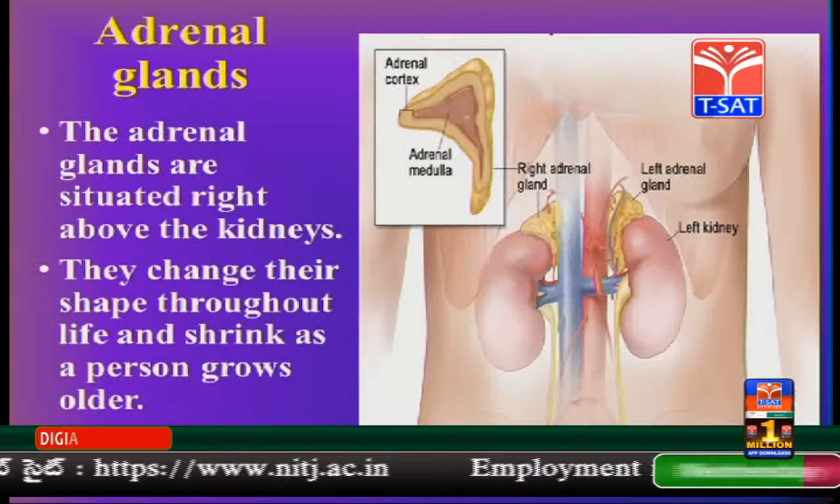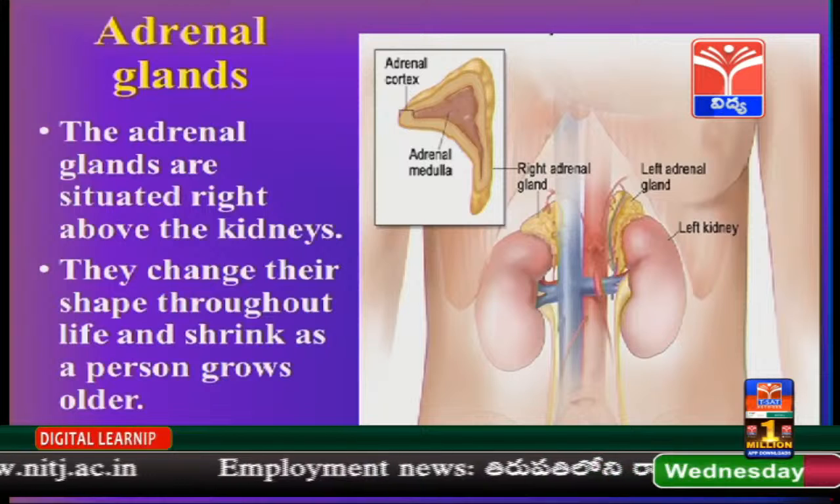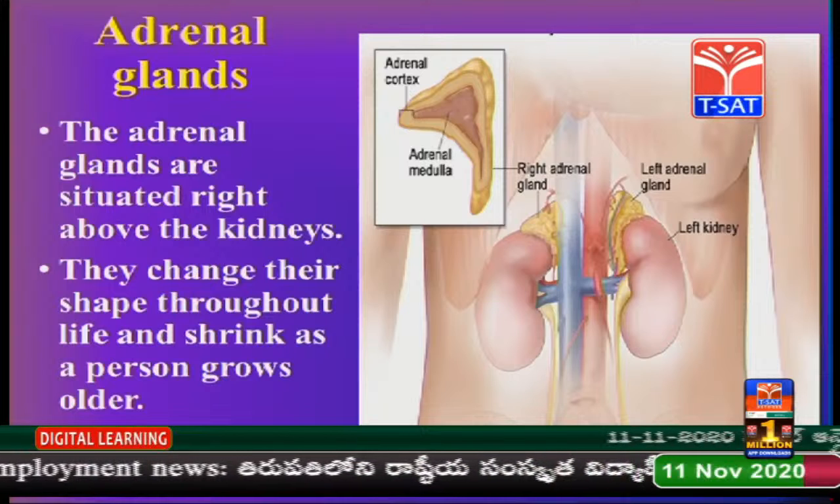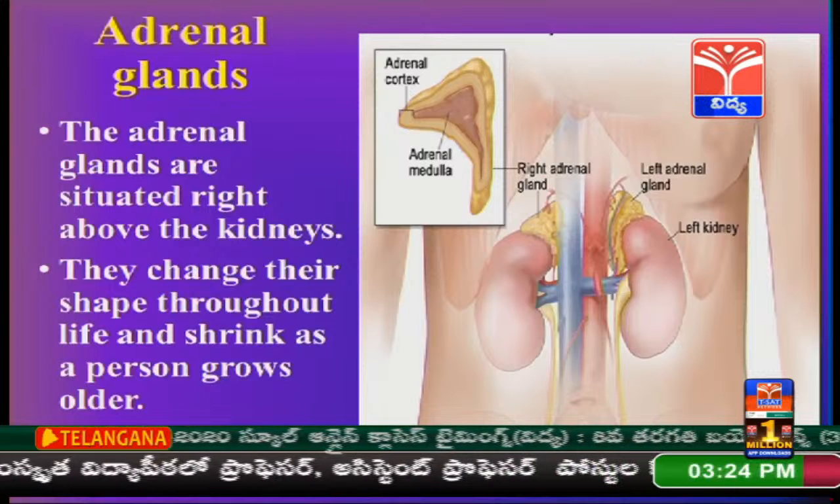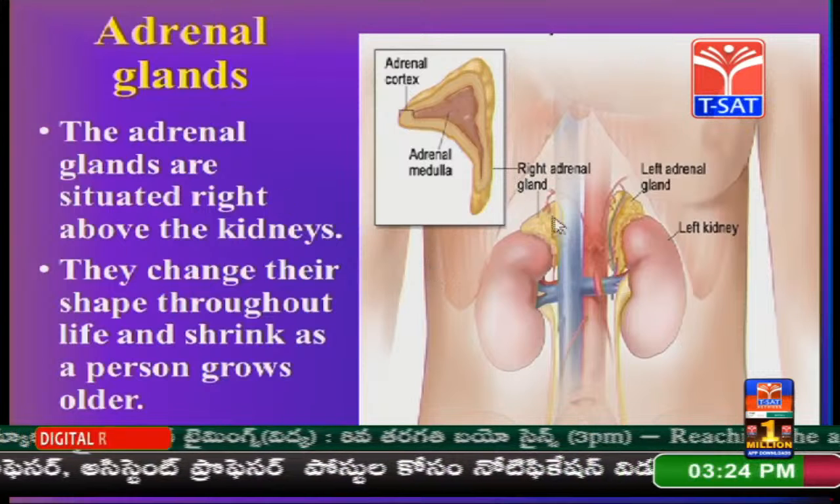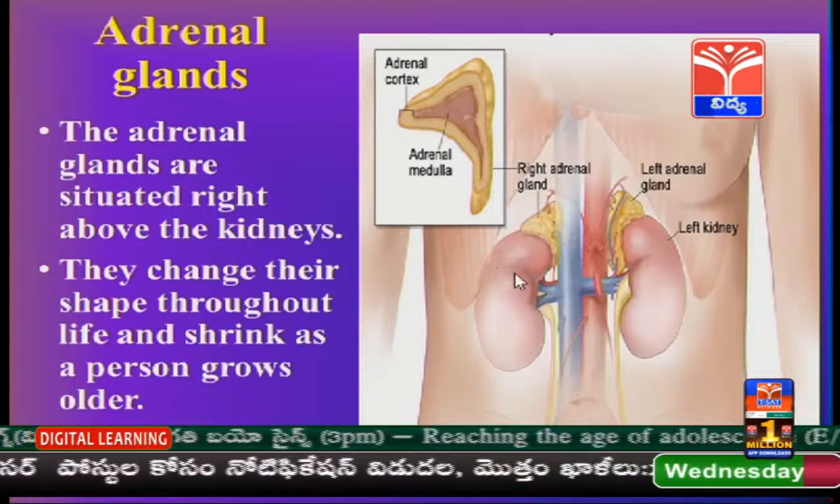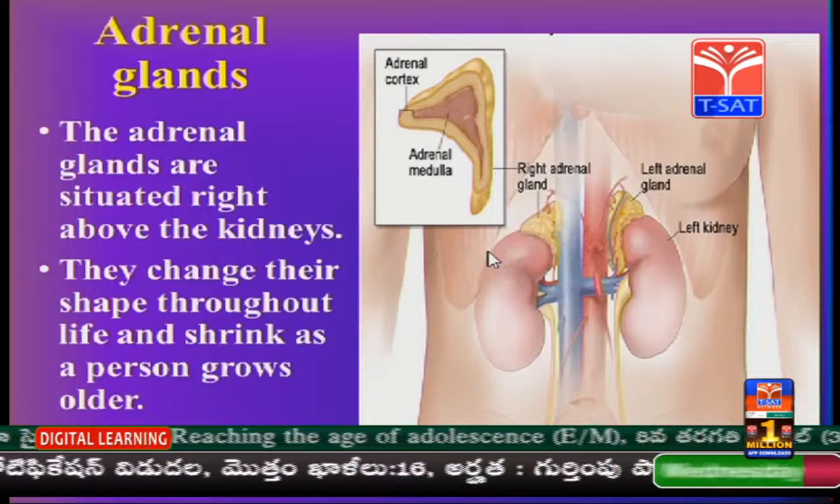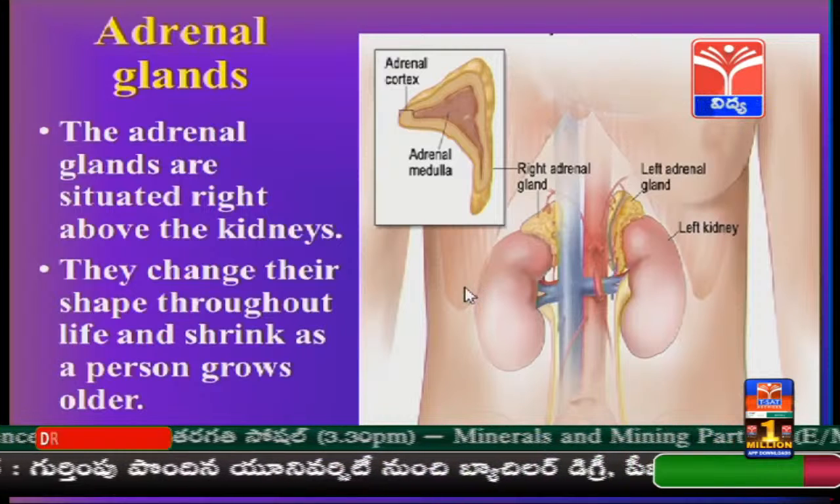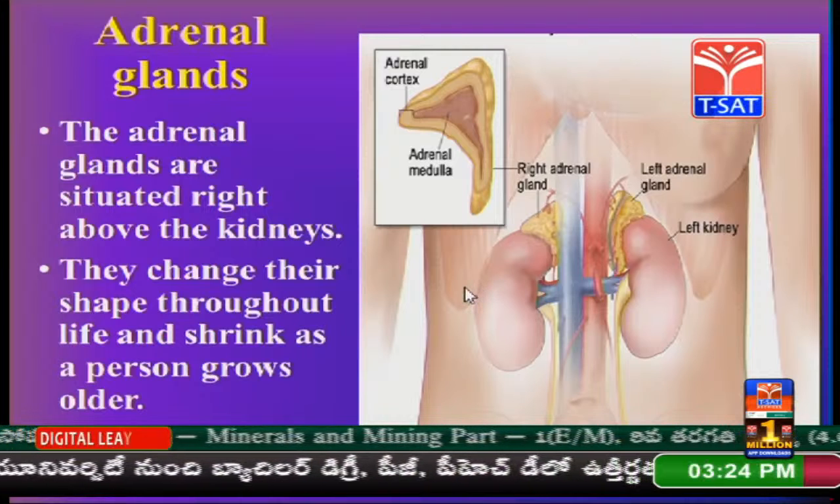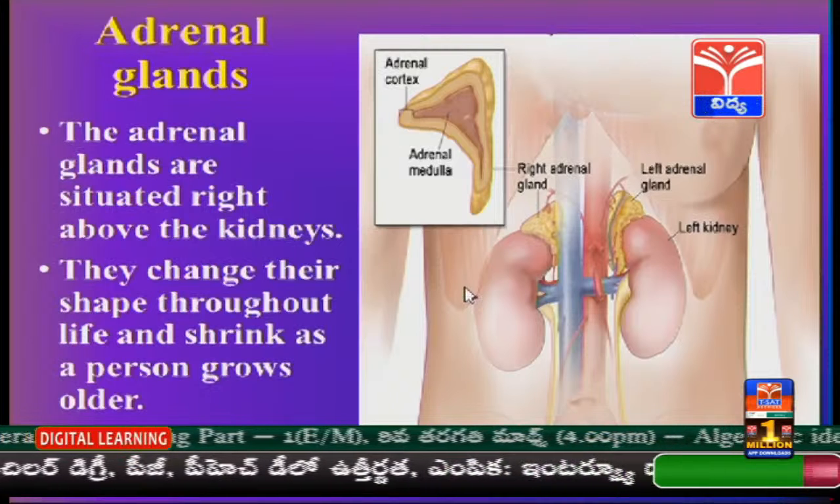The next endocrine gland is the adrenal gland. The adrenal glands are situated on the kidneys. Now, see, this is the adrenal gland. Children, these adrenal glands are present like a crown on the kidneys. They are situated right above them, and they keep changing their shape throughout life. They keep shrinking as a person grows older.